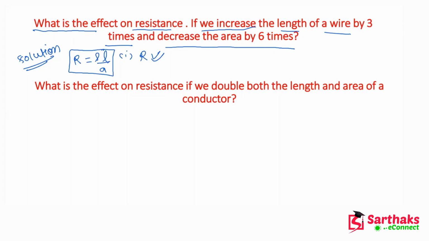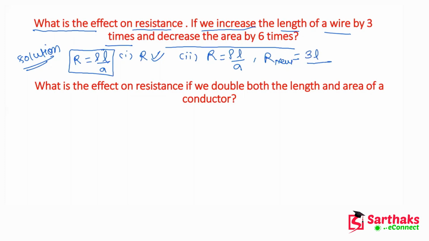Let's suppose there is a conductor whose resistance is R. Now what we have done is we have increased the length by 3 times. If I write this formula, let's suppose this is the formula for the resistance R, and this is the formula for the new resistance. In the new resistance, the length is increased 3 times, so I will write 3L instead of L.